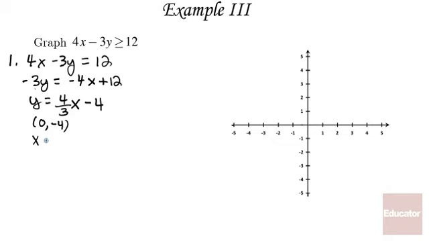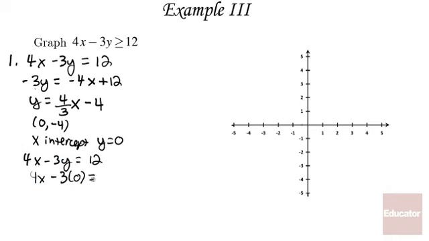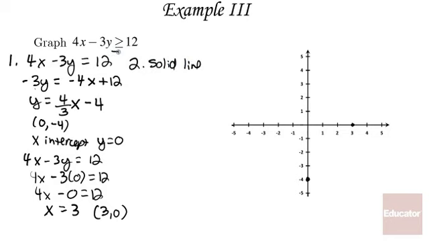I'm also going to go ahead and find my x-intercept. I'm going to let y equal 0. So I get 4x minus 0 equals 12, or x equals 3. So I have my second point. I have 2 points. I can go ahead and start graphing. 0, negative 4, and 3, 0. Second, I see that I'm going to have a solid line because I have this equals.